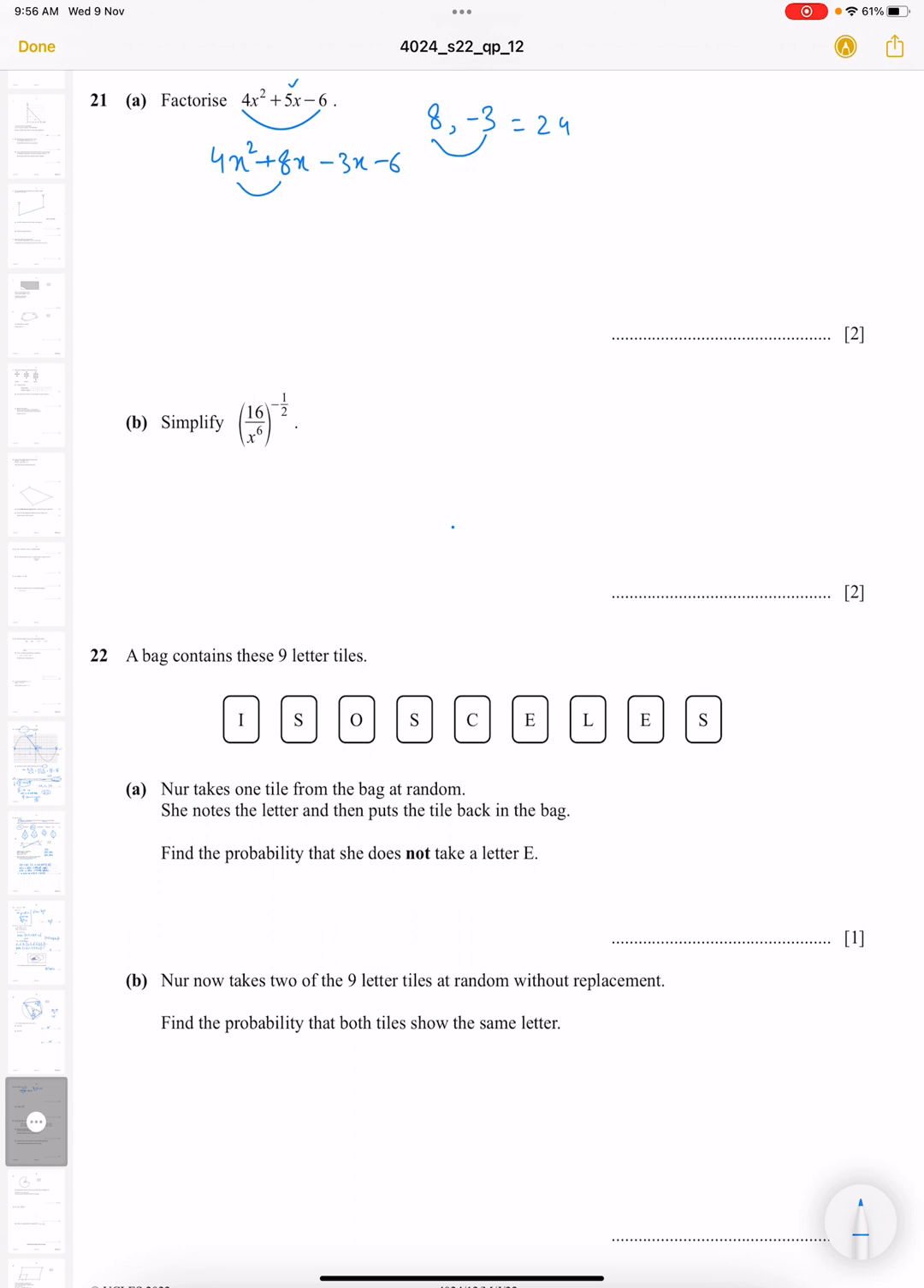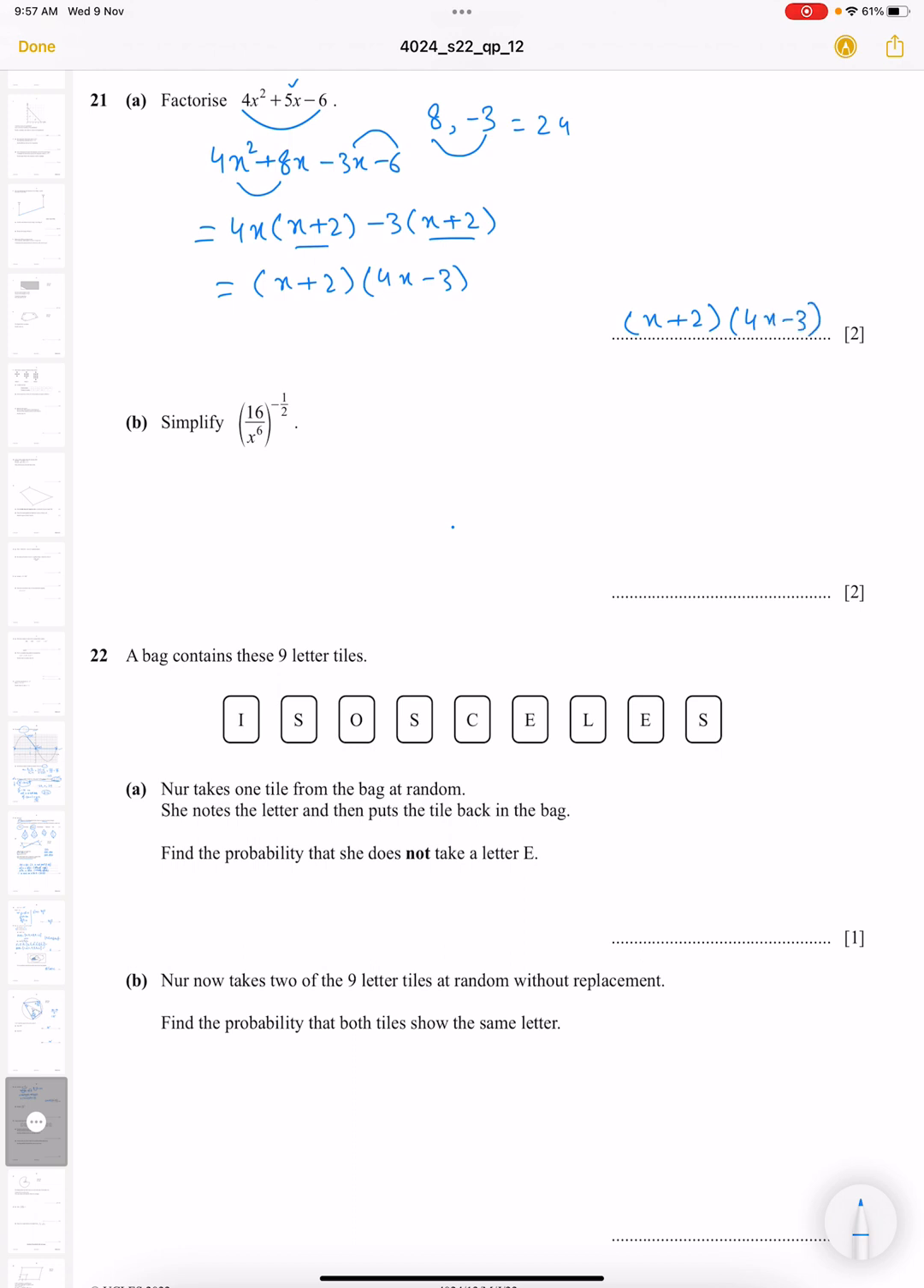So that will become 4x squared plus 8x minus 3x minus 6. We take 4x as common from these two terms. We get x plus 2. Negative 3 as common from these two. That will also become x plus 2. So now we have x plus 2, the same in each bracket, into 4x minus 3. That's the value, x plus 2, 4x minus 3.